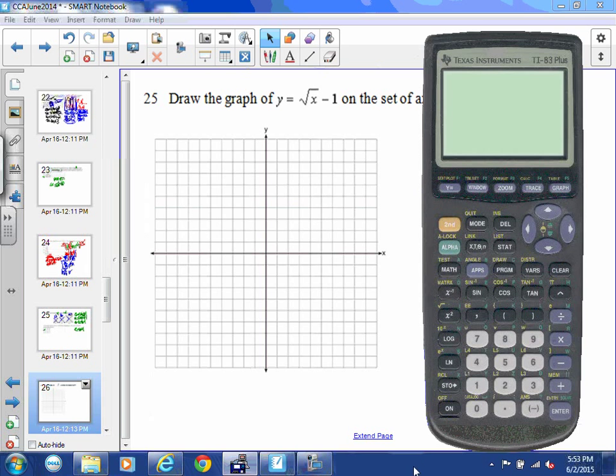There's no domain, so I'm going to graph everything that's nice from negative 10 to 10. Radical x. I'm going to close the parentheses. You're going to hit the right tab on your calculator. Minus 1. Go to your table. I want to go from negative 10 to 10. I have errors. You will get errors with radical graphs. Don't worry about it. I'm going to only plot my nice points.